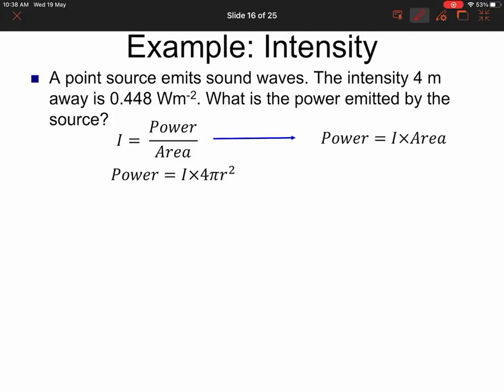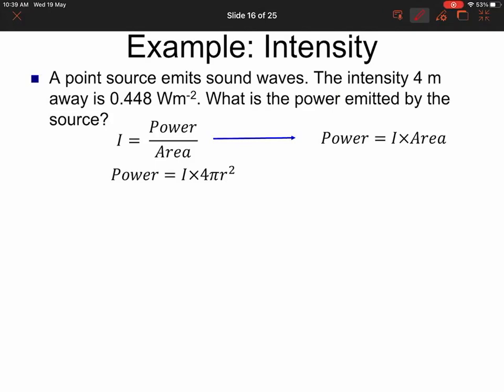Right, so intensity equals power over area. We want to find the power, so we need to rearrange this equation to isolate power. Get rid of the area by multiplying both sides with area. So power equals intensity times area. What is the area? That's the surface area of the sphere over which the sound energy is uniformly distributed. So the power equals intensity times 4 pi r squared.